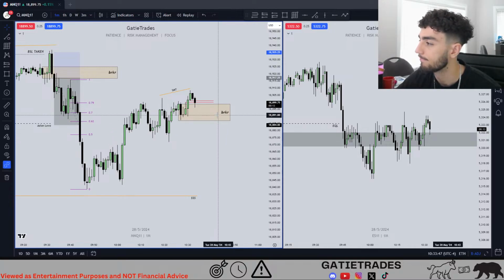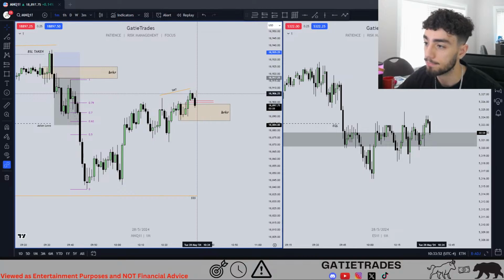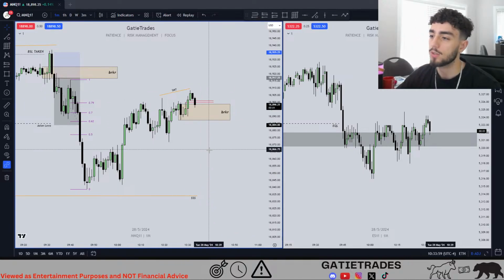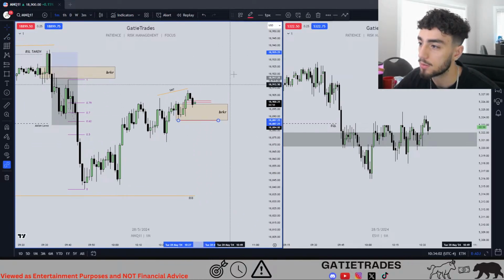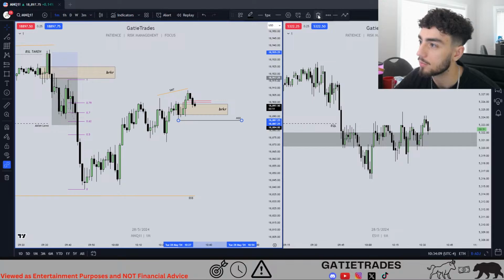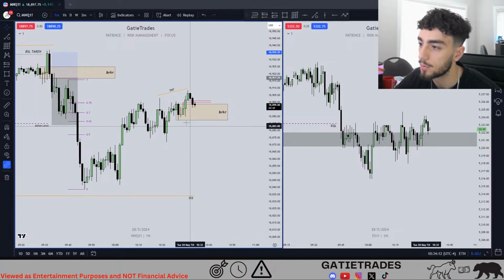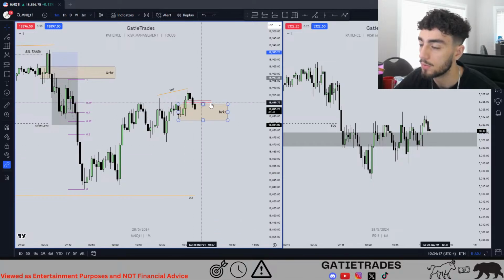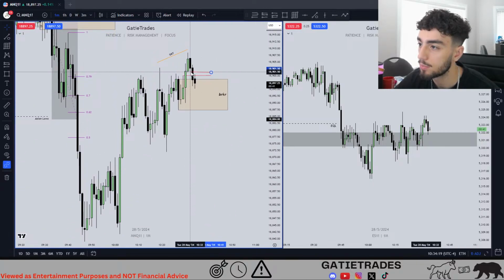If we're wrong, we are wrong. There is an SMT there. And if we get displacement lower, low higher, let's see if we can get the market structure shift. I'm not gonna mark that out, we don't need to. Okay, let's see what happens. So we inversed that. We created our own little bearish fair value gap. I'm gonna mark that out instead.